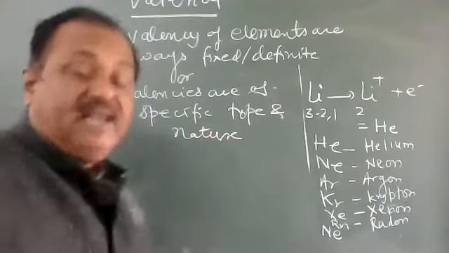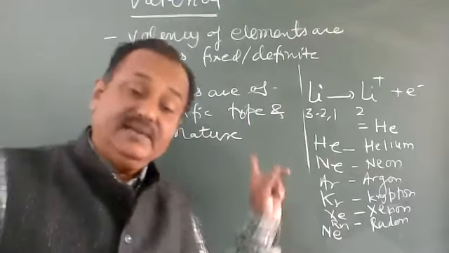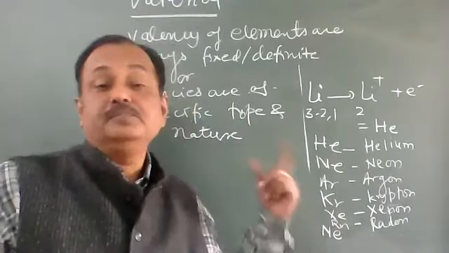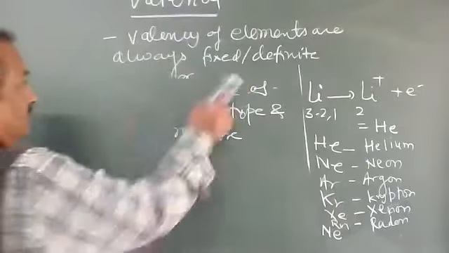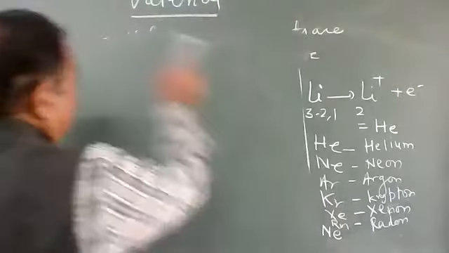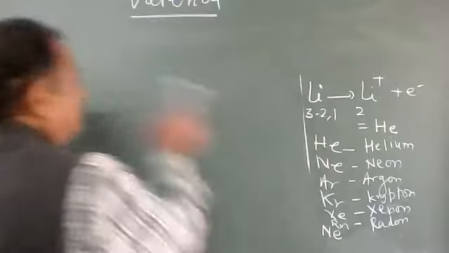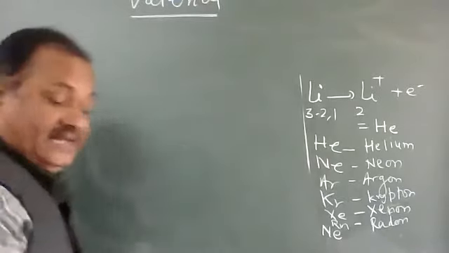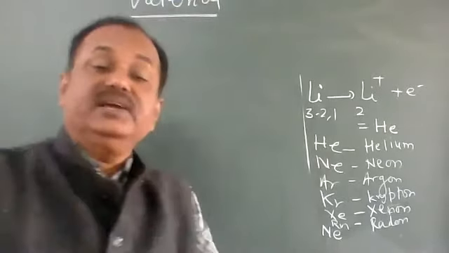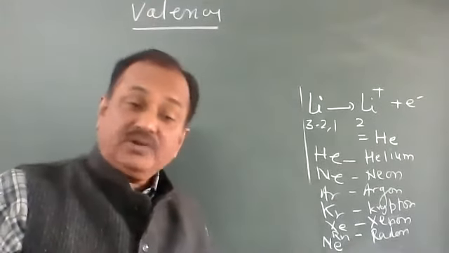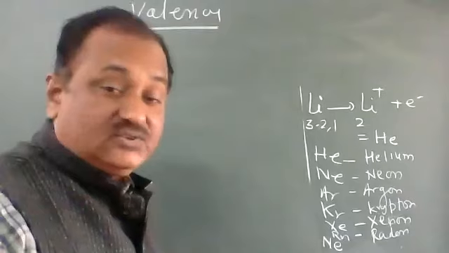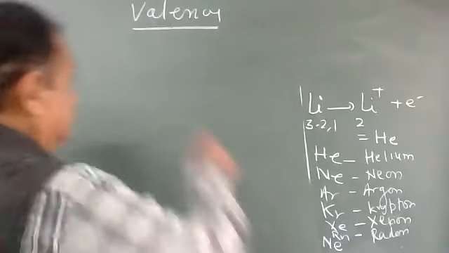A specific type and nature. It can be negative, it can be positive. So that is one. Now, in some cases, elements have more than one type of valency, and it is called variable valency.